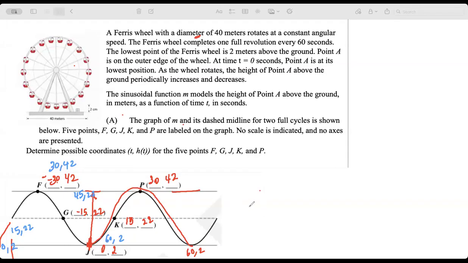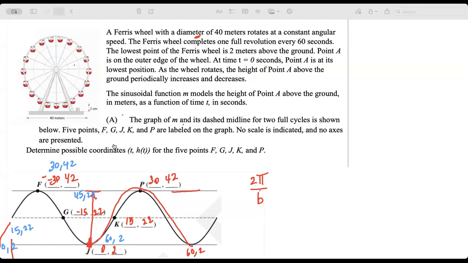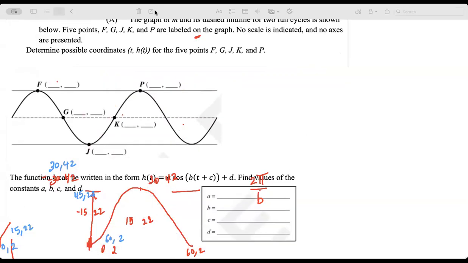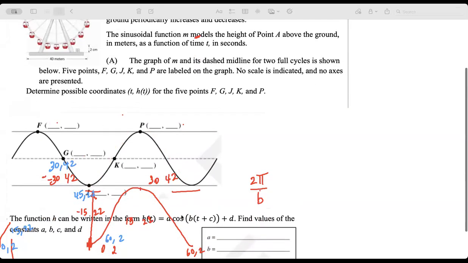So this is a cos curve with a period of 2 pi by b. Period is what? When you think about writing it, you have to write it as A cos(B times T plus C) plus D. D is your midline. A is your amplitude. Amplitude means from the middle to the top. So what is the amplitude in here?